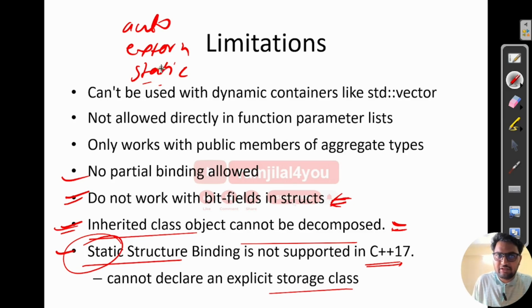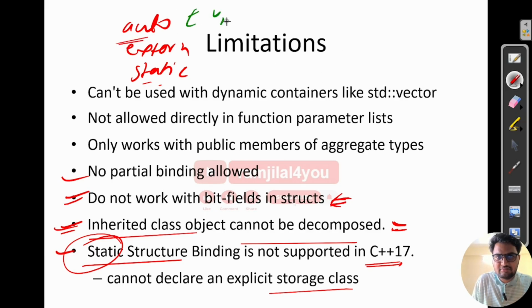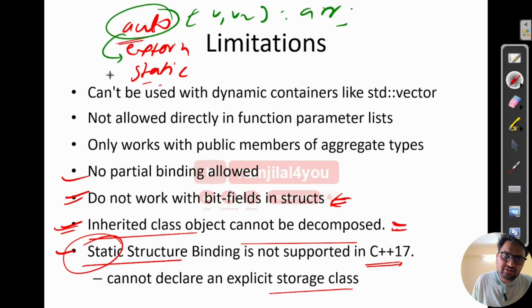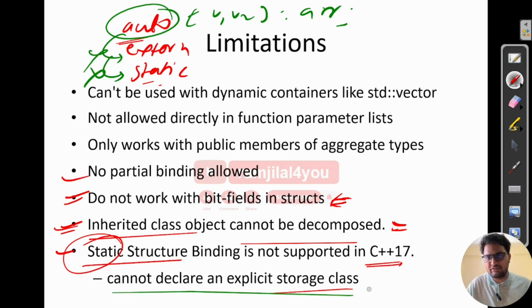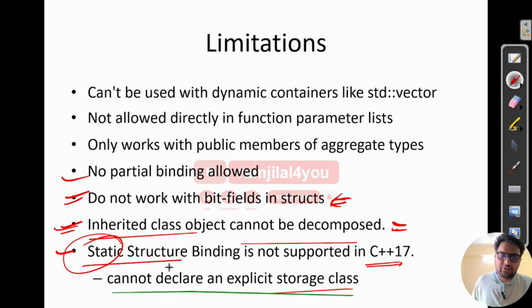Here we are already using the auto keyword, right? So with auto we cannot use either the extern class or the static class. That cannot be used. That is what is mentioned: cannot declare an explicit storage class. We already have auto, that is why it is not supported. I hope it is clear. It is very simple. We cannot use static or extern storage classes with structured binding.